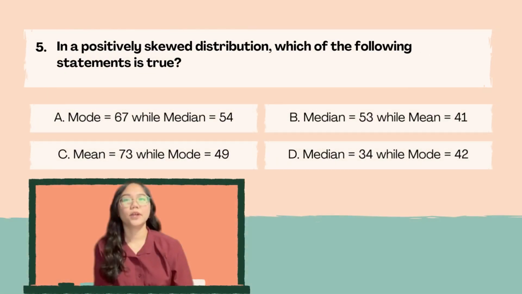For the fifth question, in a positively skewed distribution, which of the following statements is true? A. Mode is equal to 67 while median is 54. B. Median is 53 while mean is 41. C. Mean is 73 while mode is 49, or D. Median is 34 while mode is 42. You have 15 seconds to answer.